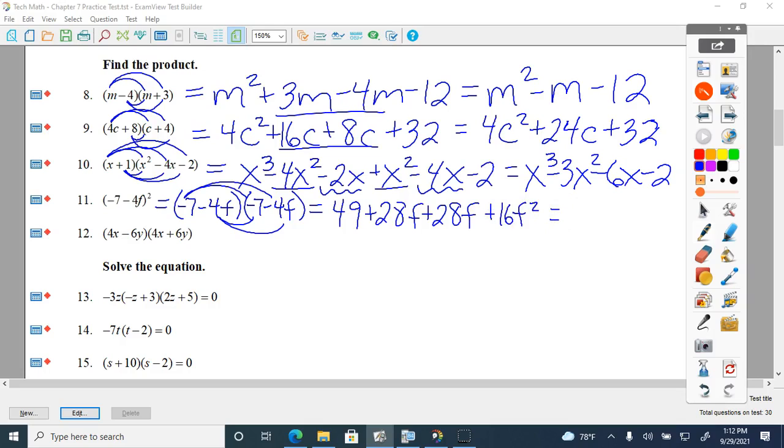So, to write it in the correct order, we need to put the 16f squared first because it has the biggest exponent. The 28f and the 28f add up to be 56f, and then plus 49.